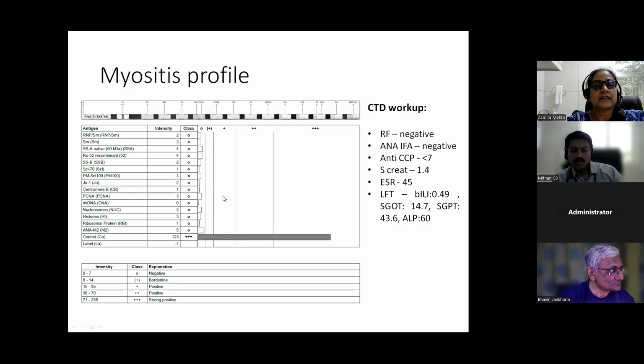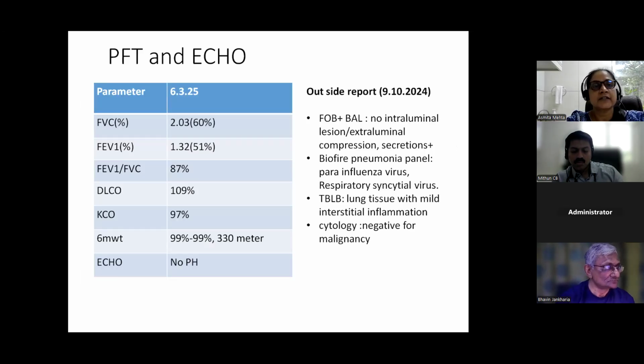And this is his myositis profile. When he came first, we did it and it was inconclusive. So was his ANA and everything else. First time when we came, we did bronchoscopy and lavage also. Everything was negative. This is his spirometry, and spirometry was 60% and FEV1 was 51% with a ratio of 87. DLCO was high again. I don't know why.